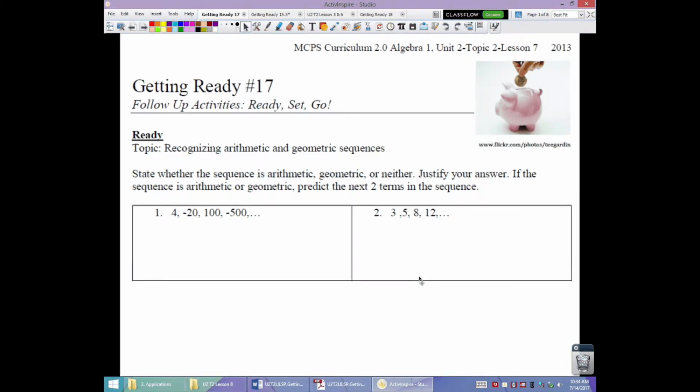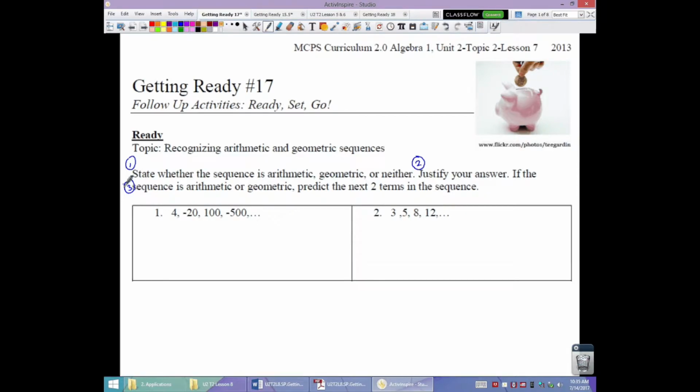Okay, so we're going to look at some arithmetic and geometric sequences. So the directions have three parts here. The first question says to state whether the sequence is arithmetic, geometric, or neither. We're going to justify that. And then if it's either arithmetic or geometric, then we want to predict the next two terms. So really, if we say that it's neither type of sequence that we're studying, we can just stop there. We don't need to continue the question.